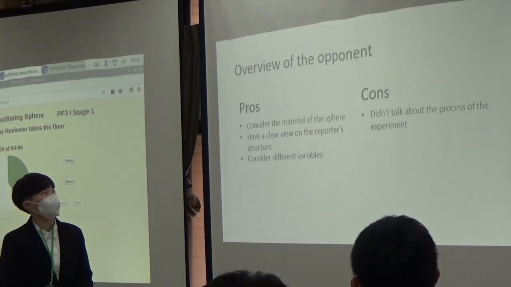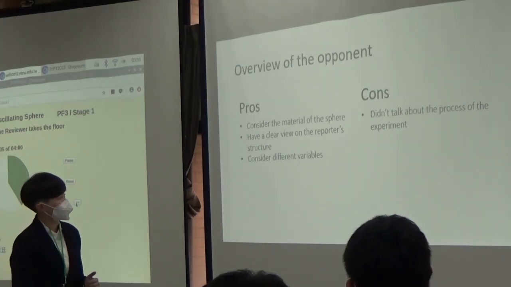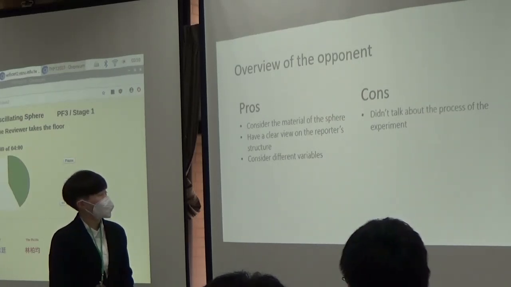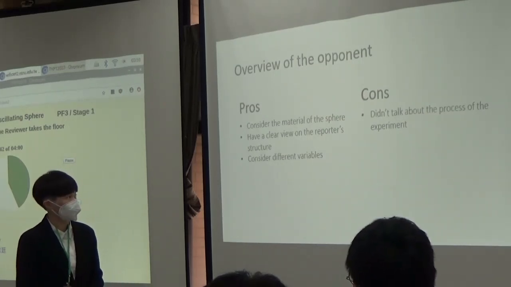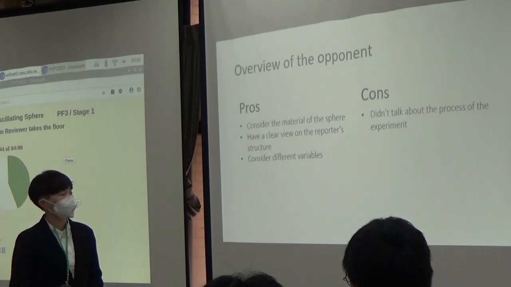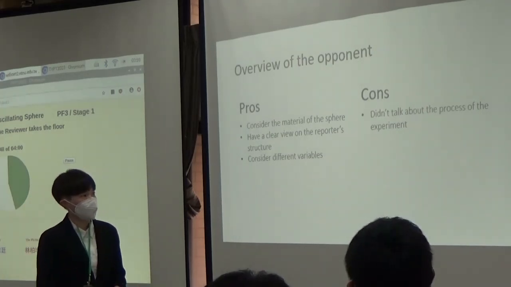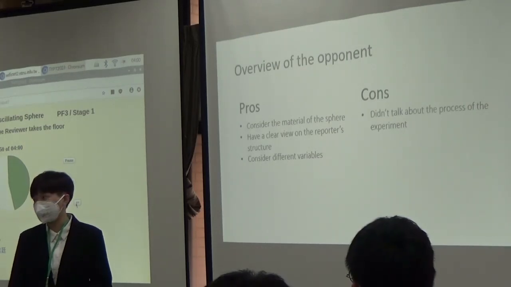And the overview of the opponent. For the pros, considered the material of the sphere. Had a clear view of the reporter's structure and considered different variables. For the cons, didn't talk about the process of the experiment.